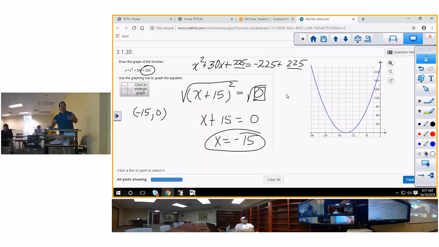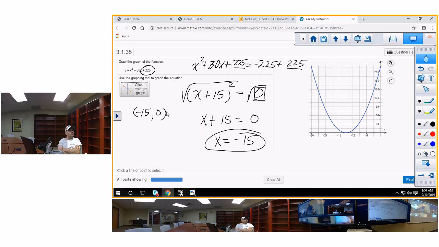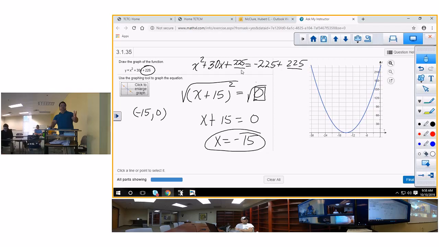You know why I'm not using -b over 2a, right? Because we're going into calculus. Exactly. As long as you do complete the square and you know how to use it, you can use whatever you want to. But if you don't know how to complete the square, then you're going to have problems with your calculus.